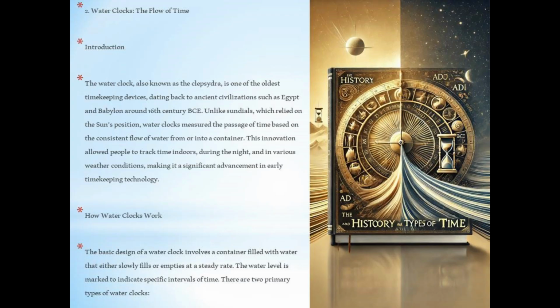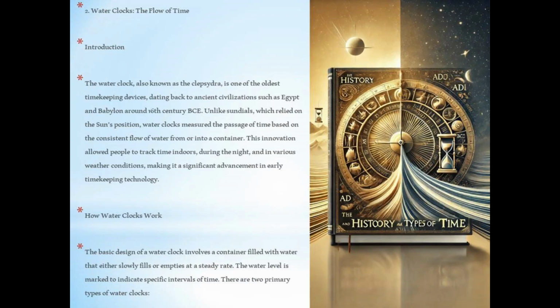Unlike sundials, which relied on the sun's position, water clocks measured the passage of time based on the consistent flow of water from or into a container. This innovation allowed people to track time indoors, during the night, and in various weather conditions, making it a significant advancement in early timekeeping technology.